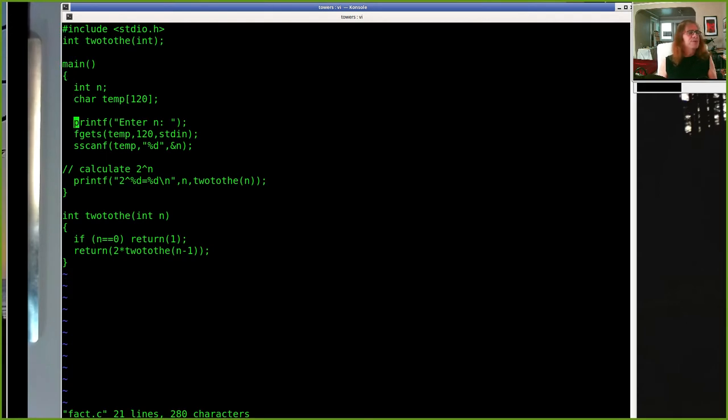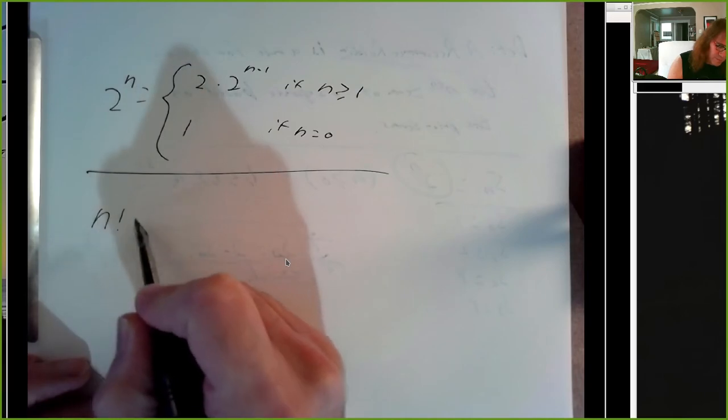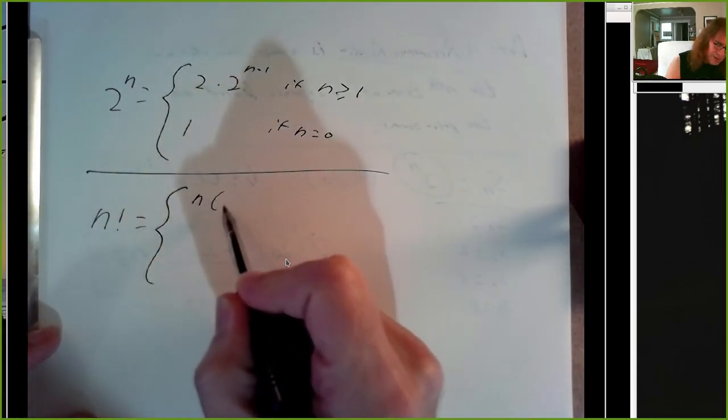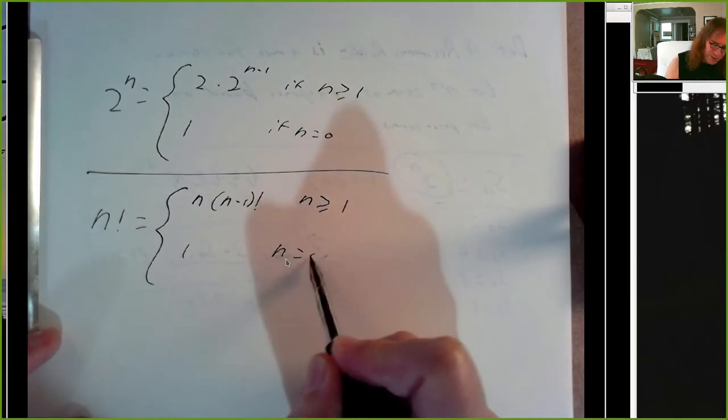So let's say we want to make factorials. So let's make a factorial function. All right, we're going to take an n, we'll just print out n factorial. Well, how do we define a factorial? We know we can do it in a loop. We can multiply numbers from 1 through n, but we can do it recursively. It's equal to n times n minus 1 factorial if n is bigger than 1. And it's equal to 1 if n is equal to 0.